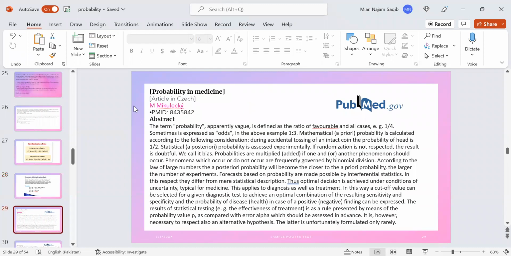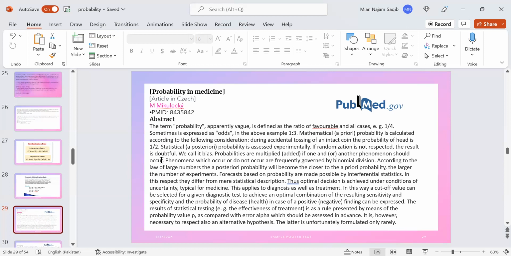Now moving on to recent advances, this article is based on probability in medicine. It studies the term probability, apparently vague, which is defined as the ratio of favorable to all cases. Sometimes it is expressed as odds, and the mathematical probability is calculated according to the following consideration: during accidental tossing of an intact coin, the probability of head is half. Statistical probability is assessed experimentally, and if randomization is not respected, the result is doubtful, and we call that bias.